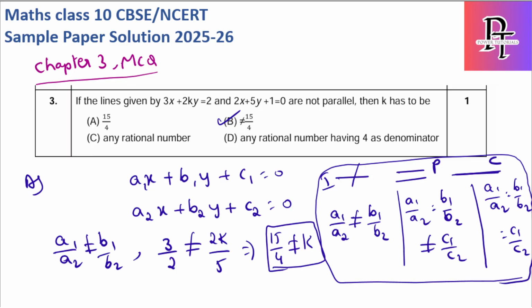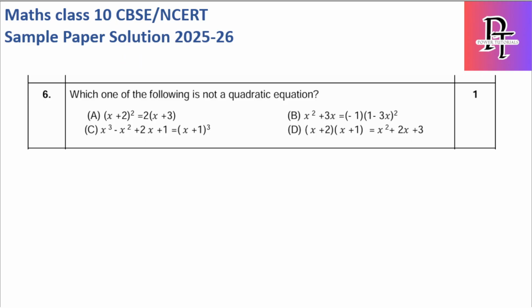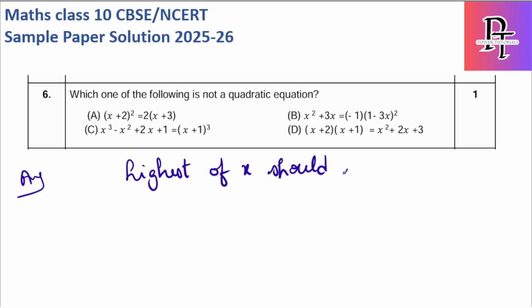Now let's move to the 4th chapter questions. So first we have an MCQ. Which of the following is not a quadratic? Okay, so before that, what is quadratic? Highest power of x should be equal to 2. This is very important. To mention any equation is a quadratic equation, what is the condition? Highest power of x should be equal to 2.